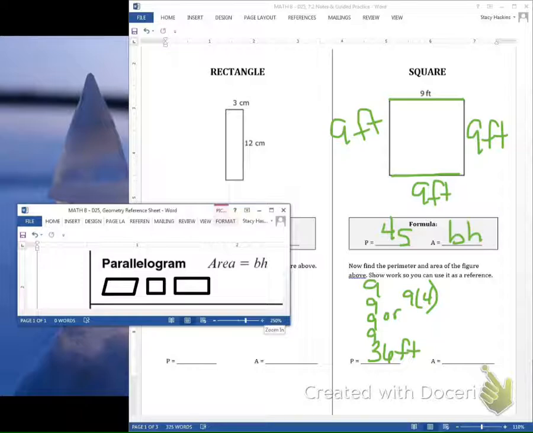So the base is 9, and so is the height. So 9 times 9 is 81, and then you need to label your answer. What's the unit of measurement? Feet squared, because it's area. 81 feet squared.